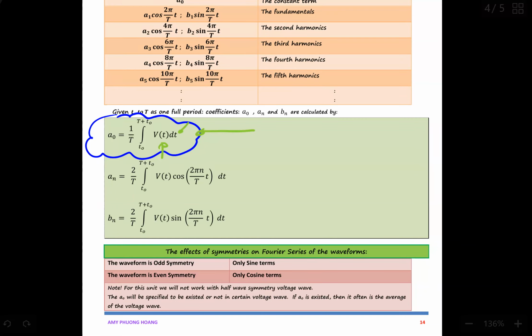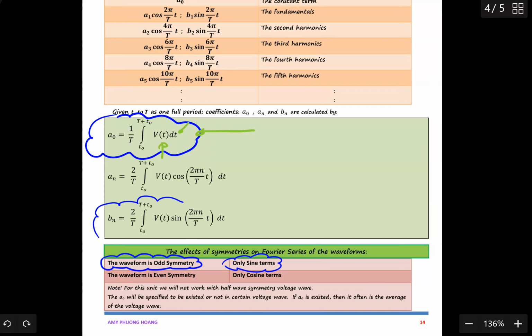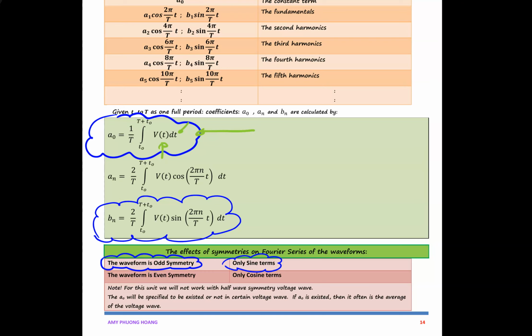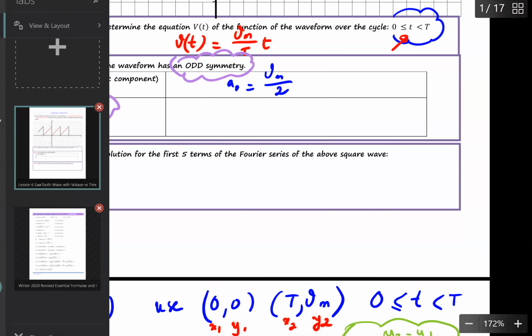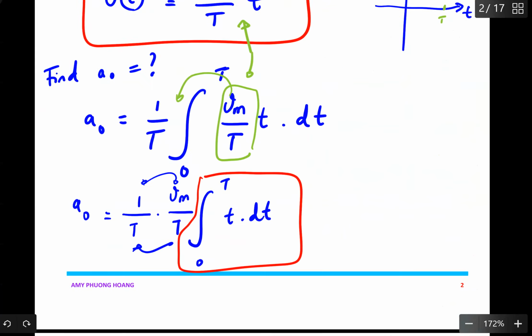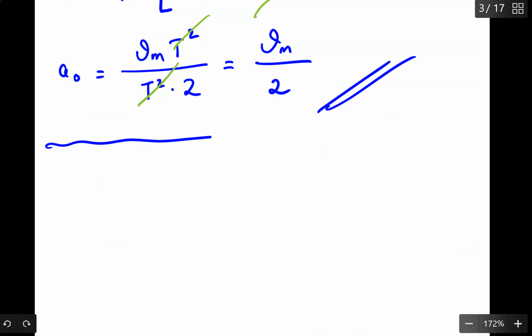So this waveform is odd. It's odd symmetry. Therefore, we only have the sine term. The sine term is this one here. That means you are going to find the B coefficient of this Fourier series. But this question asks me to keep the n as an unspecified n term. Therefore, I have to use these formulas. So let's write it down. So now what I need to do is find Bn.